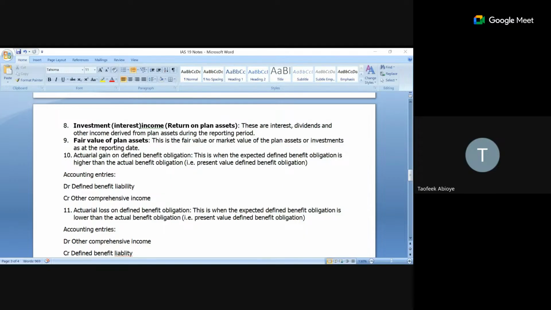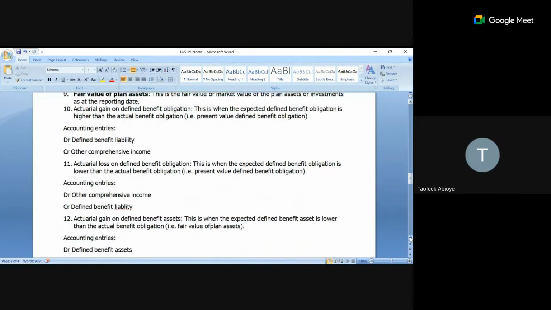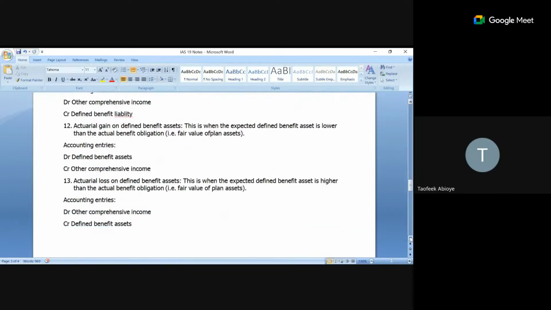Now let's look at actual gain on plan assets. That one is two, just like we did now. The asset I invested in, that I contributed to, is 200 million. And now I hire a professional to help me value my assets. They now told me that my asset is now 250 million.